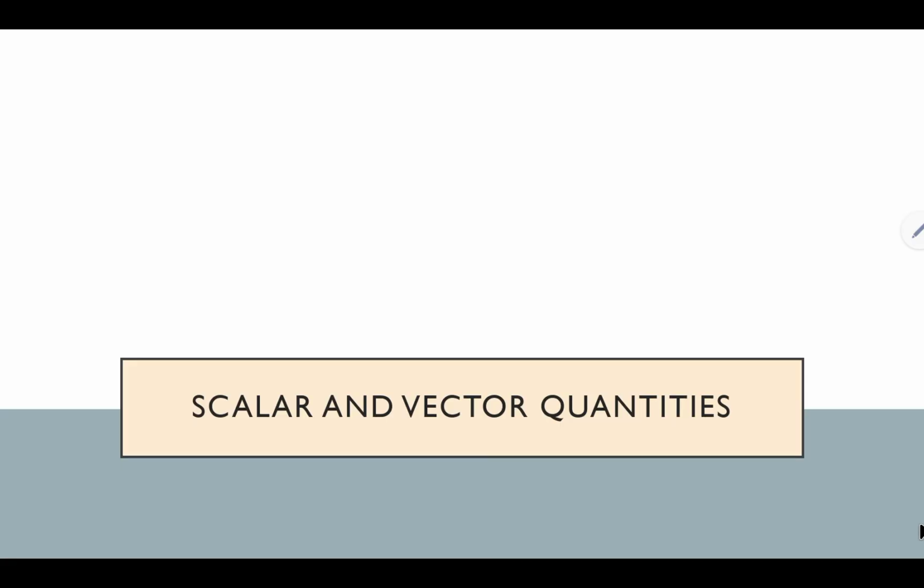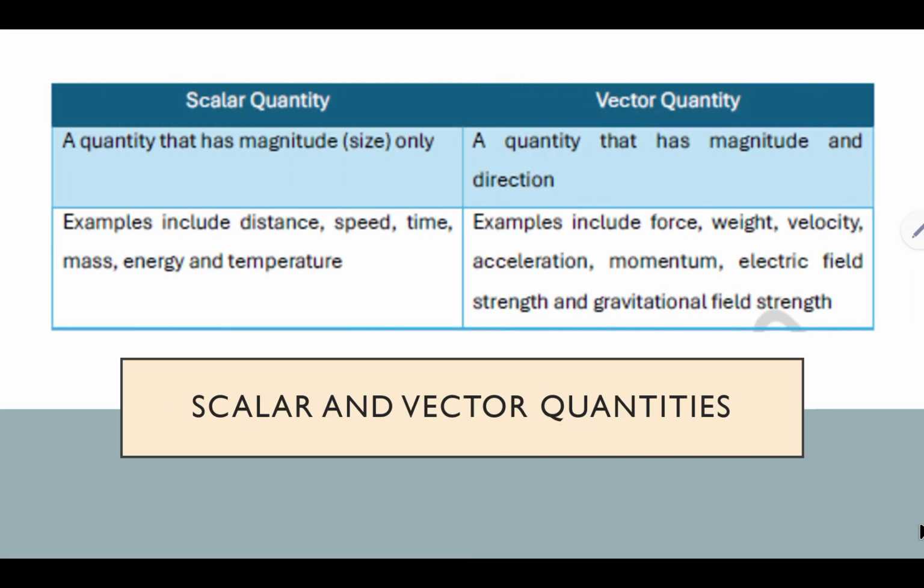Next, we need to know about scalar and vector quantities. What's the difference between them? Any scalar quantity is just a measurement of the magnitude, which is the size only. However, a vector quantity has the magnitude and the direction. For example, if I tell you I've driven 20 kilometers, then this is a scalar quantity. But if I tell you that I've driven 20 kilometers to the left or east or north, then I also give you the direction, and this is a vector quantity.